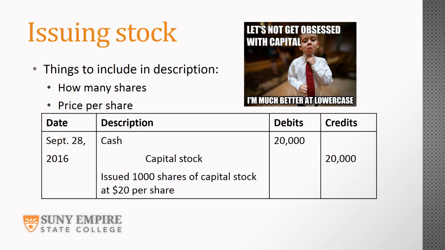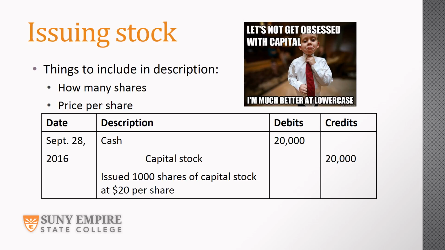Another way to borrow cash is from the owners of the company. This means selling additional stock. When entering the journal entry, we need to provide some idea of the specifics of the sale. The description should include how many shares were sold and at what price per share.